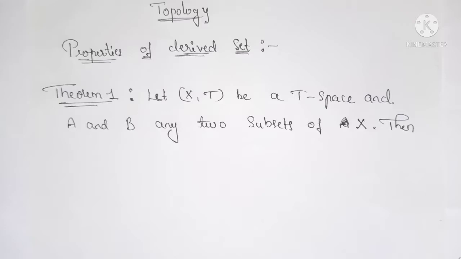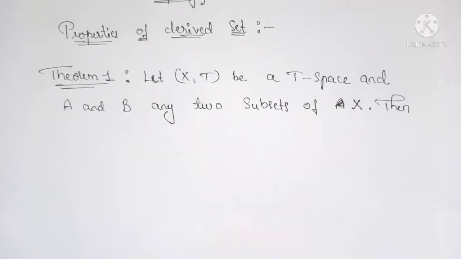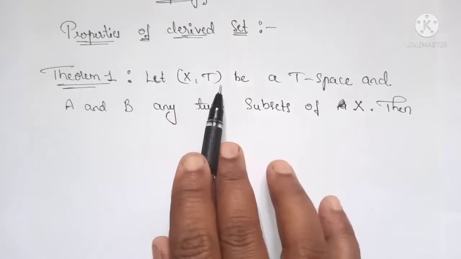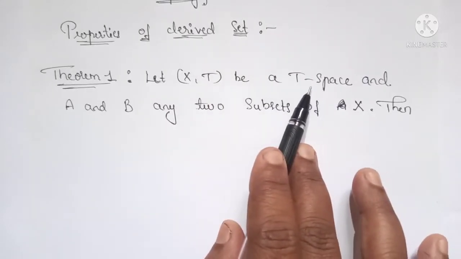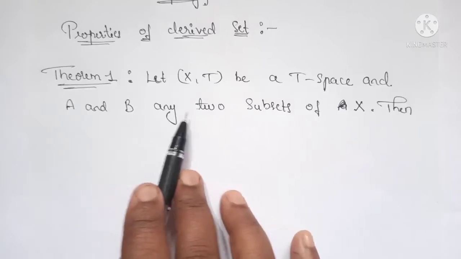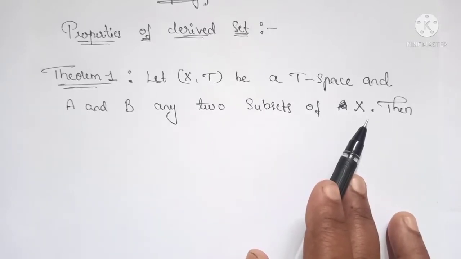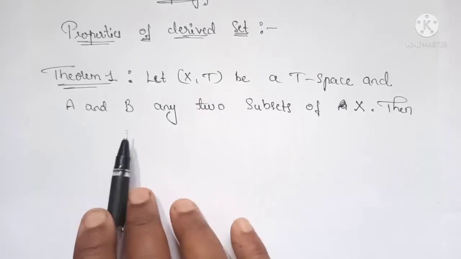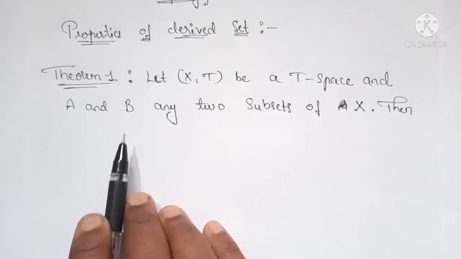In this video we are going to discuss the properties of the derived set. Okay, so theorems on the derived set, or you can call this results on the derived set. First theorem, that is the first property: let (X, T) be a topological space and A and B any two subsets of X.